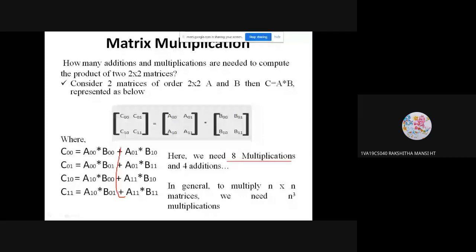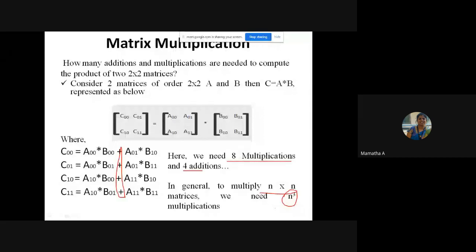And I did how many additions totally? 4. 4 additions. And we have also seen in our module 1 that if I have to multiply n cross n matrices, any n cross n matrices, I need how many multiplications, students? N cube. We have already seen this in our analysis as a part of module 1.